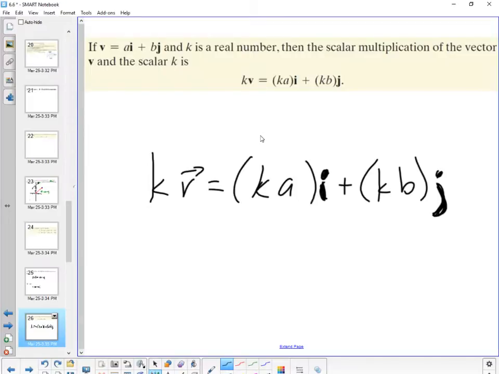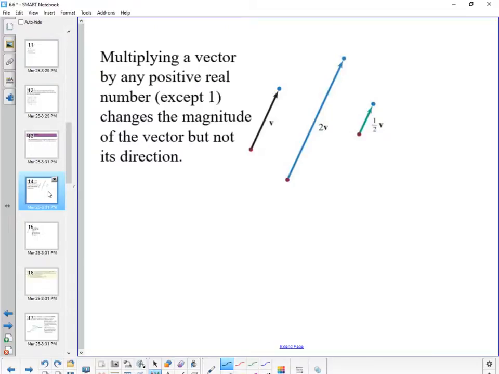Well, I don't know if this is going to make sense. Nope, that doesn't make sense. What if you're multiplying? This is a scalar. This is a scalar. This is making it longer or smaller. So it's like the equivalent of that. Remember that?